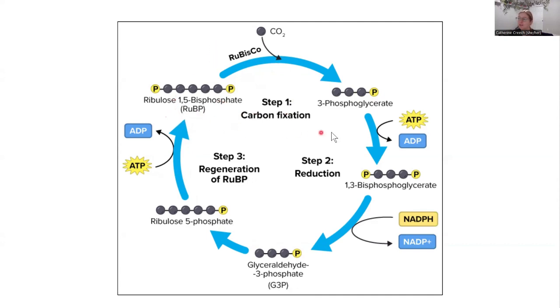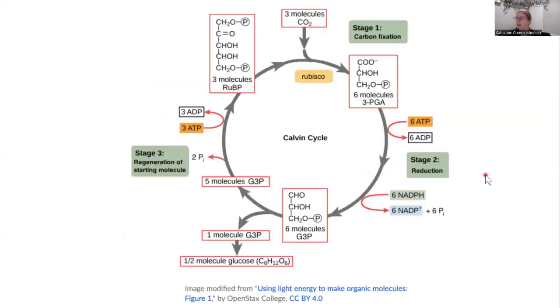Carbon fixation, taking carbon, adding it to RUBP using the enzyme Rubisco. Reduction, that's when we use the energy in our ATP and the NADPH that we created during the light reactions. And then regenerating RUBP so that the whole process can begin again. Here we have some numbers that will help us think about it.